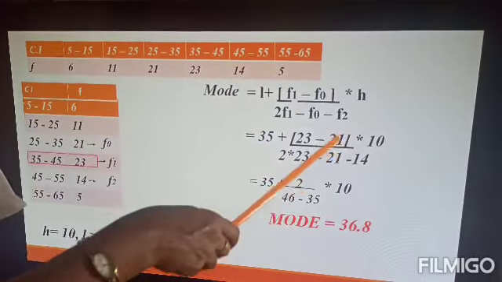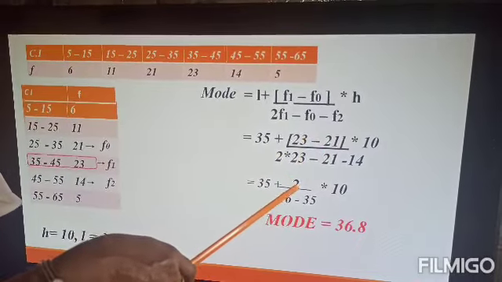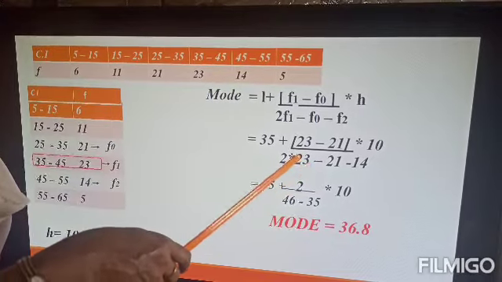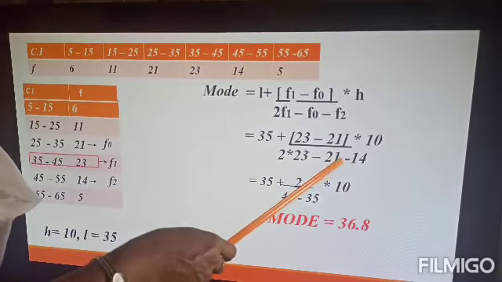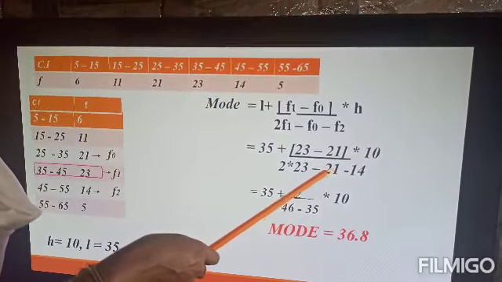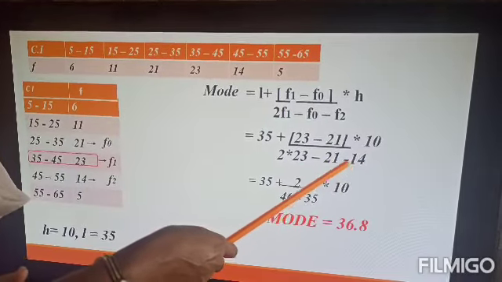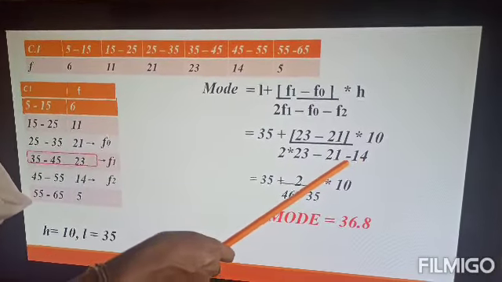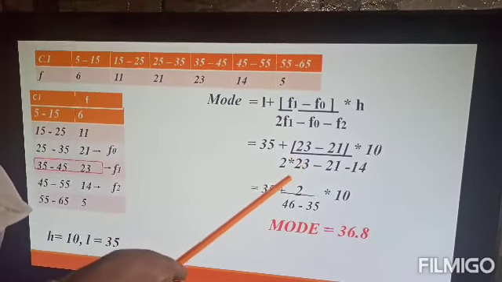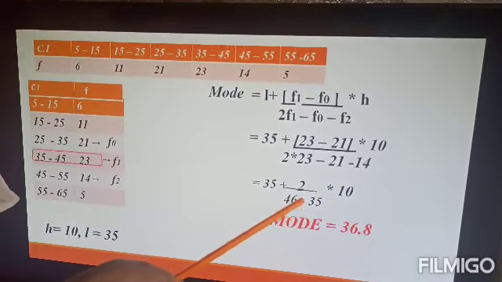Then simplify this part first. 23 minus 21 is 2. Then multiply these two. 2 into 23 is 46. These two have the same sign, minus 21 minus 14. We have to add these two. Then it became minus 35. 46 minus 35, that is.